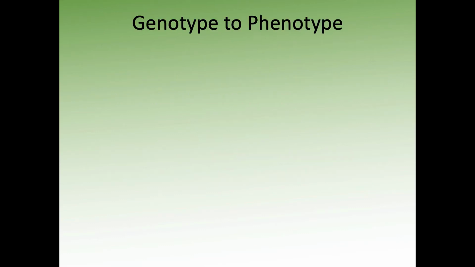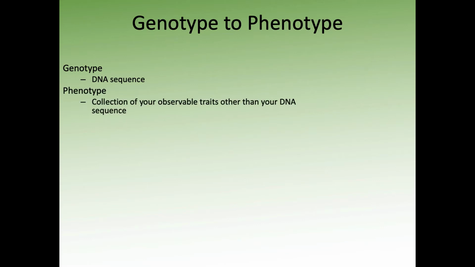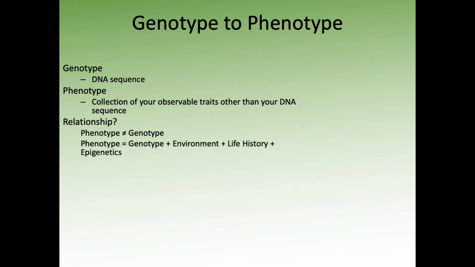Which brings us to a really important concept, which is the connection between genotype and phenotype, right? When I talk about a genotype, I'm talking about DNA sequence, basically. When I talk about a phenotype, I'm talking about a collection of observable traits other than your DNA sequence. And so what's the relationship between these two entities? Well, it's incredibly rare that phenotype is just equal to genotype. There are some cases, but it's pretty rare that a genotype will just generate one-to-one phenotypes. In actuality, we end up with an equation that's a little more complex than that.